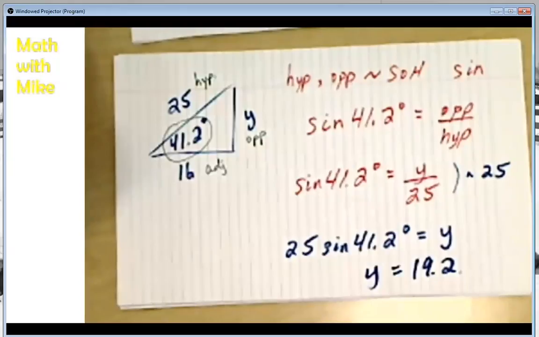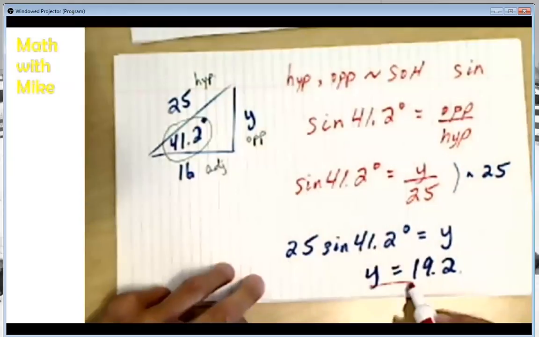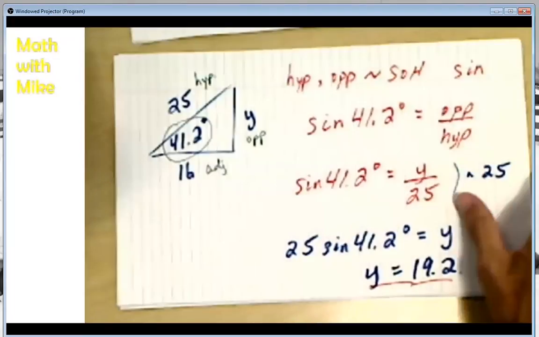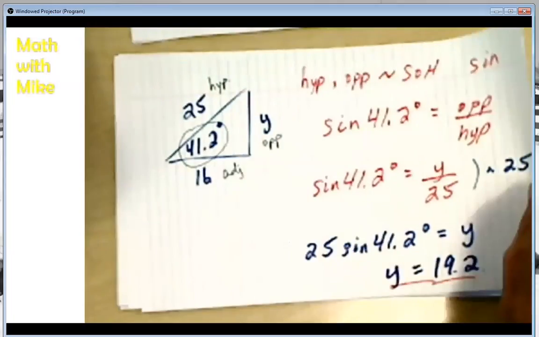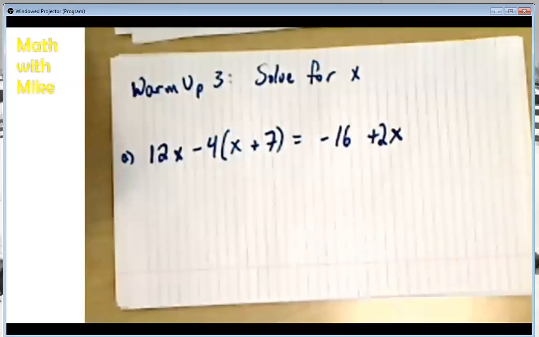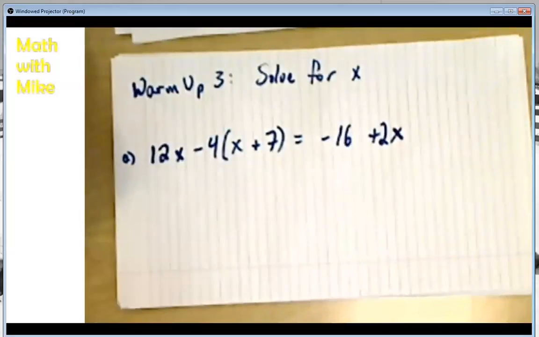Okay, so that's yet a second way in order to solve for the missing side that's there. Okay, let's go to our last warm-up question for today then. That looks like this. Take a second and solve this equation, please. I will pause the video and give you a chance to work on it.